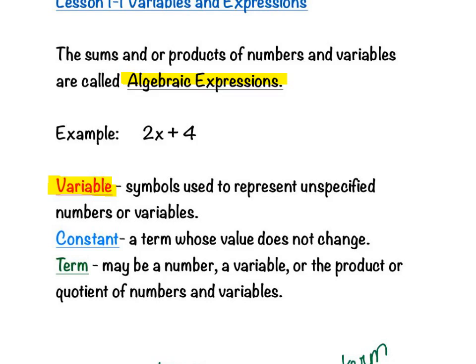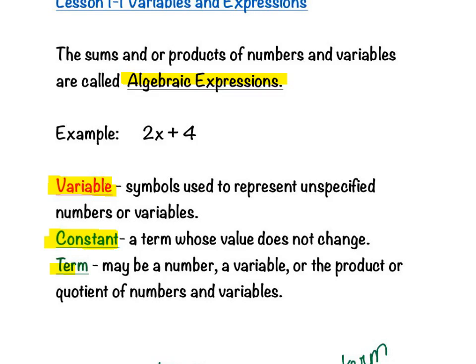Another term that I want to define for you is the term constant. A constant is a term whose value doesn't change. So a constant would be a number. The number 5 is a constant. It doesn't matter in which expression or equation I place the number 5, its value remains the same.